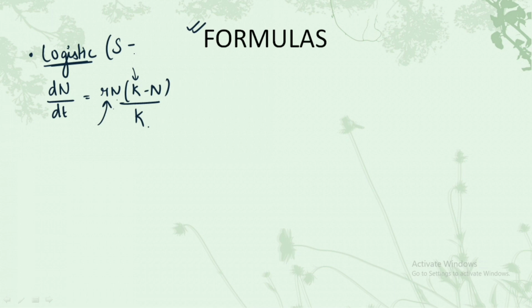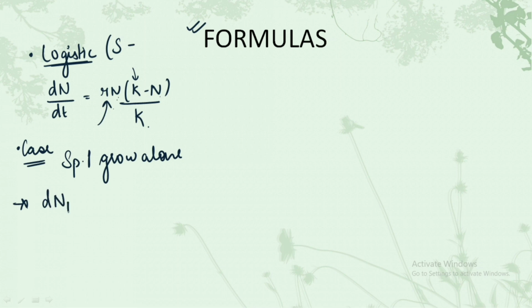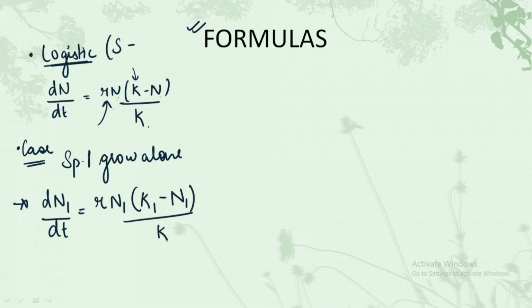Now we have to understand the first case, in which species A, or species 1, is initially growing alone. So we have species 1 growing alone in nature, with no competition. What would be the case? We would be using only N1, the population number for the first species. The formula would be dN1/dt = RN1 multiplied by (K1 - N1)/K1, where K1 is the carrying capacity for the first organism. This is the formula for species 1 growing alone.